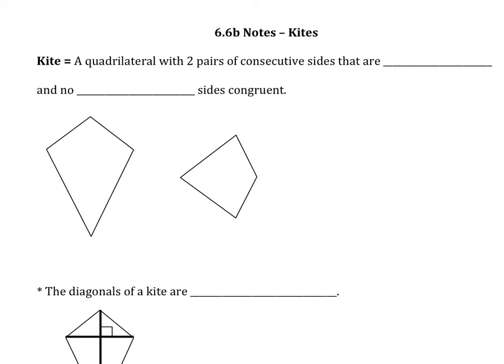Next is going to be kites. The reason 6-6 trapezoids and kites are together is because neither one of them is a parallelogram. Everything else we talked about is a parallelogram. Kites are not a parallelogram. Trapezoids are not a parallelogram. Everything else, rectangle, rhombus, square, those ones are.